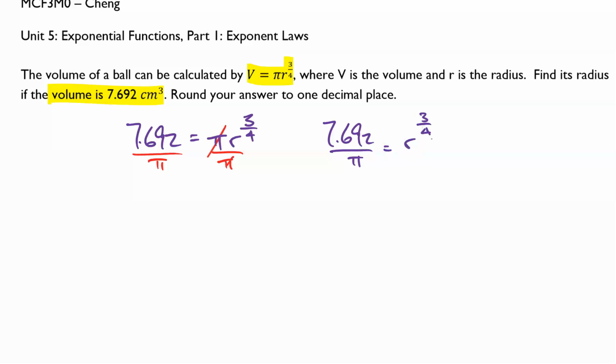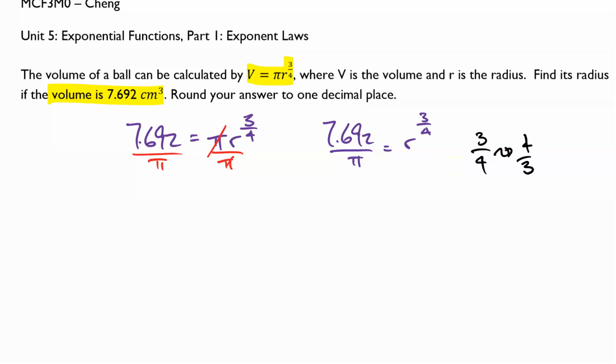Okay, but we want r by itself. So what we need to do is raise both sides by the exponent 4 over 3, right? Because the reciprocal of 3 over 4 is 4 over 3. It's the upside down version. If you multiply the tops and bottoms, you get 12 over 12 in this case, which is 1. That's what you want. Okay, so let's do that. Let's raise both sides by 4 over 3.